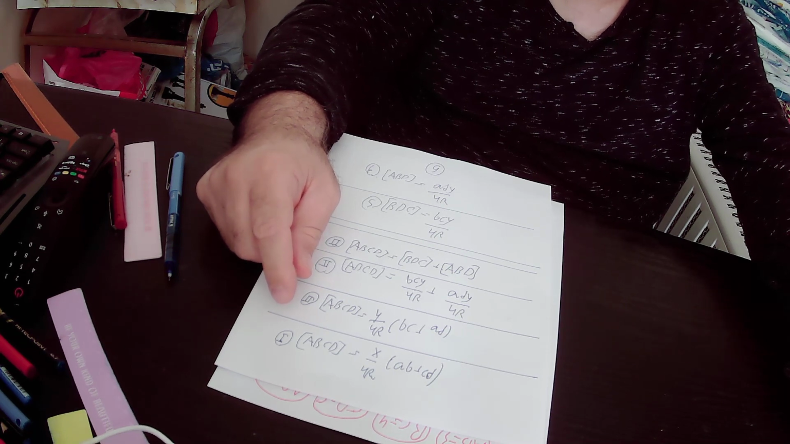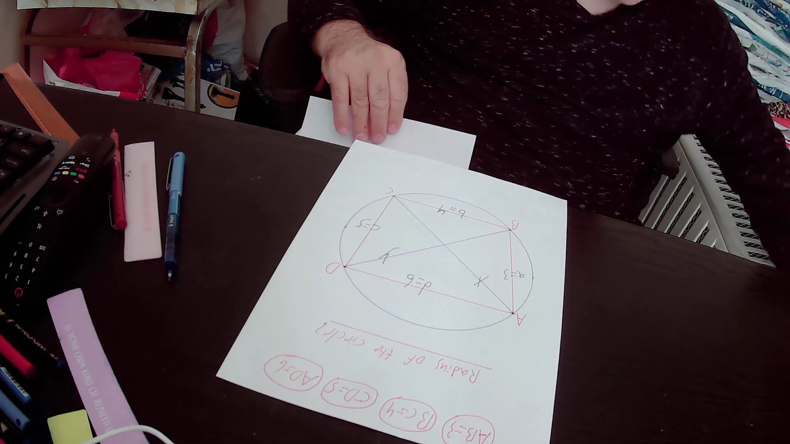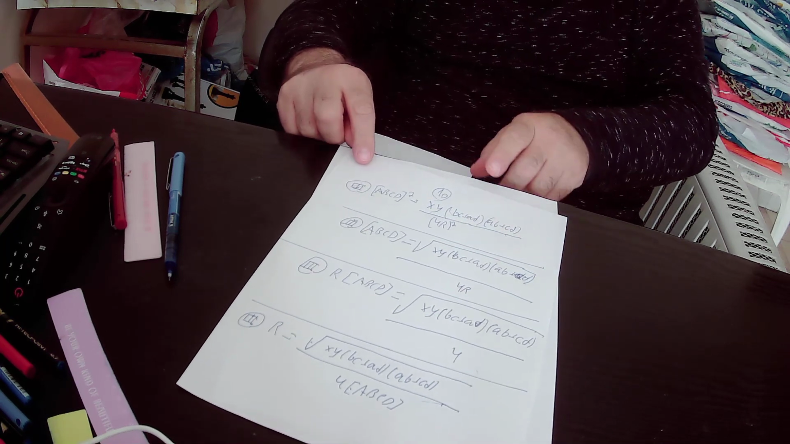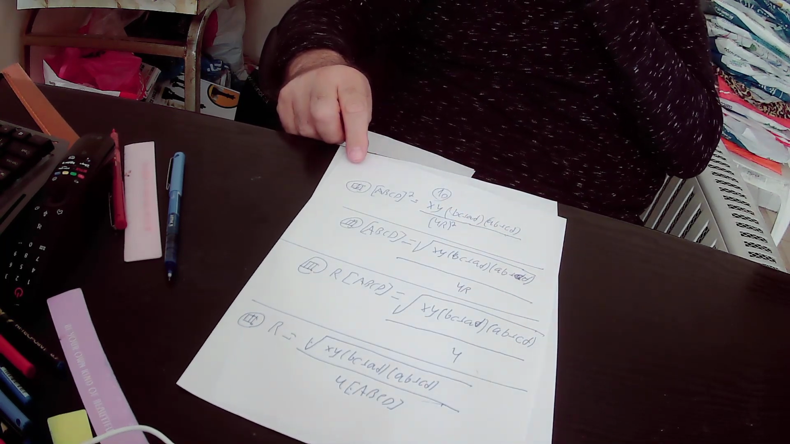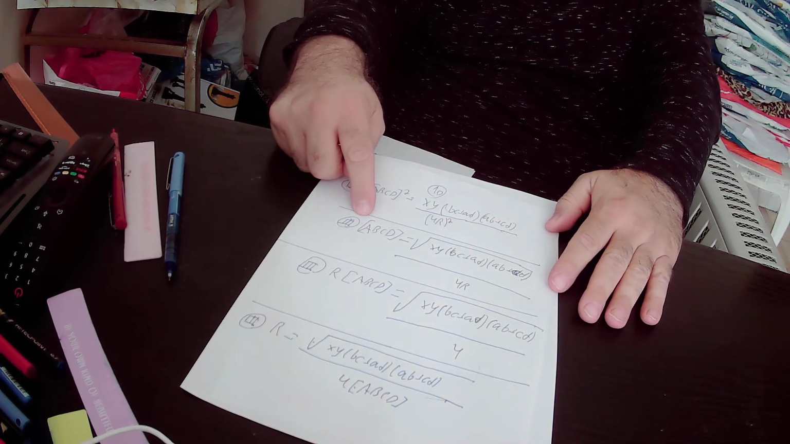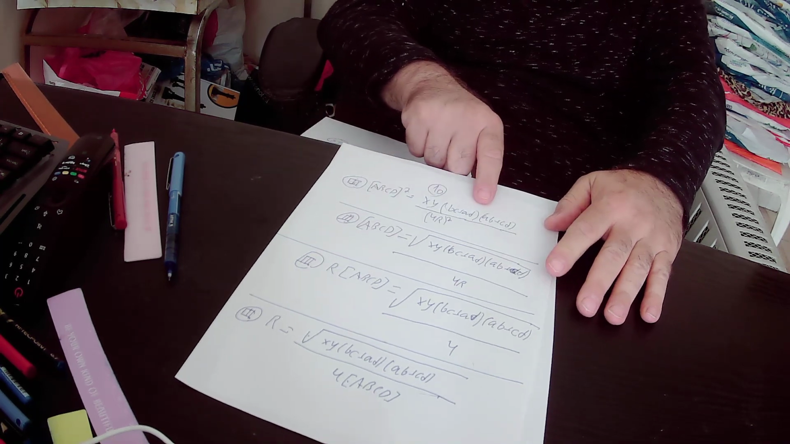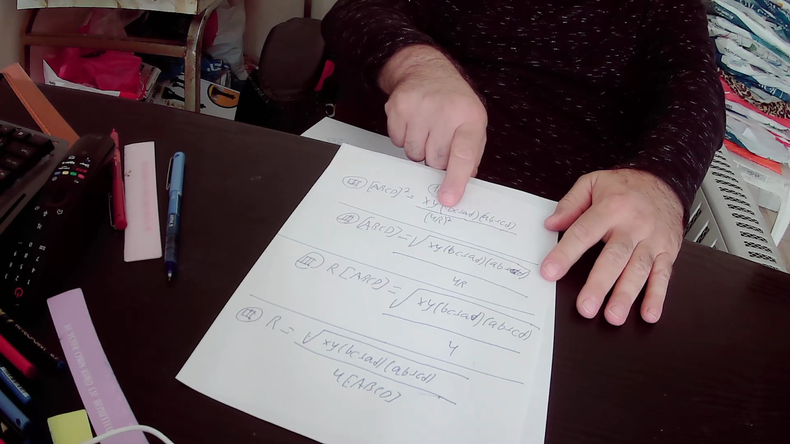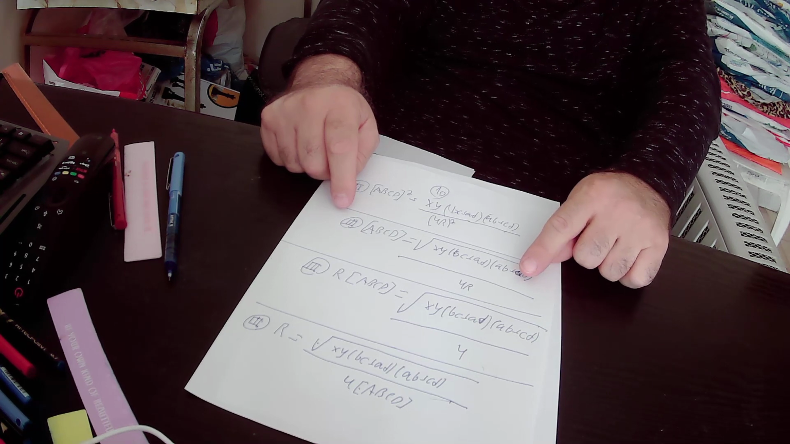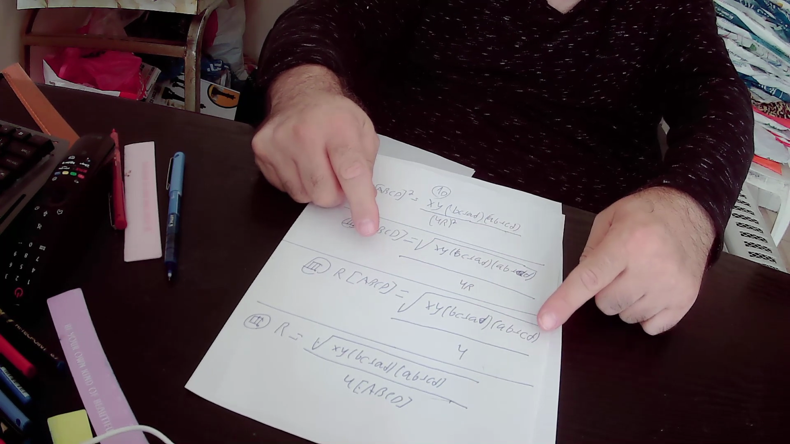We multiplied equation number 1 by equation number 2, and we got that the area of quadrilateral ABCD squared equals this expression. Then we took the root of this expression, and we got that the area of quadrilateral ABCD equals the root of the numerator, and the root of 4R squared is 4R. Here we multiply equation number 3 by R, and we got that R times the area of quadrilateral ABCD equals the root of this expression over 4.